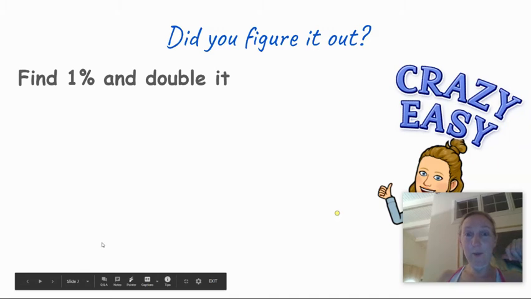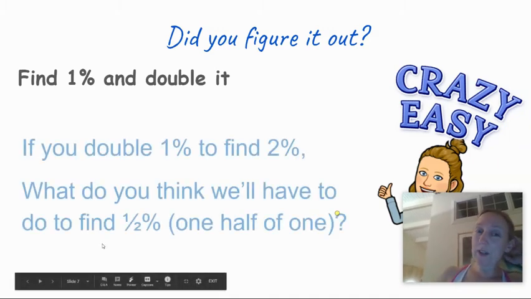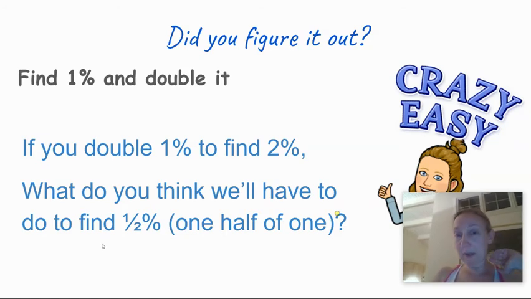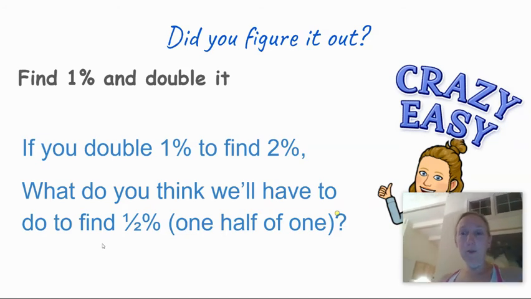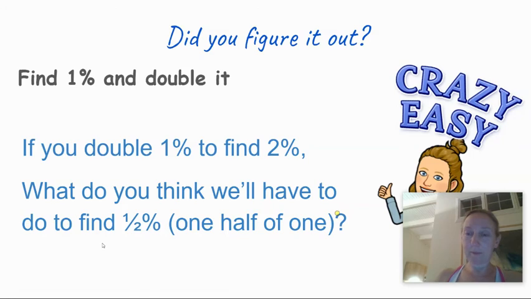Did you say find 1% and double it? It's just like 20%. Percents are so lovely. You can add them, subtract them, multiply, divide them. They're just easy to manipulate. So if you double 1% to find 2%, what do you think we're going to do to find half of a percent?